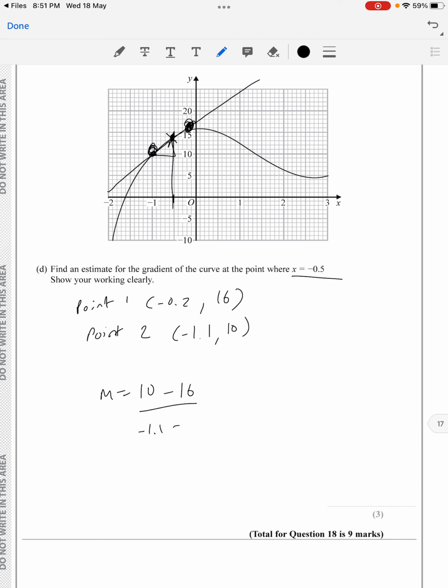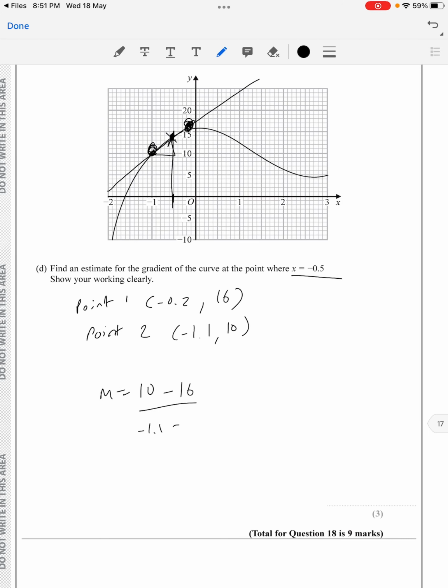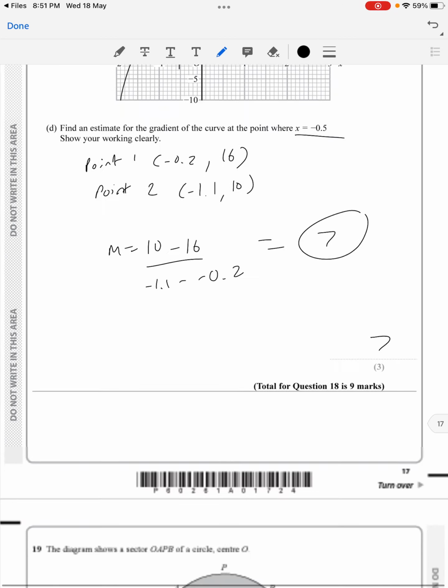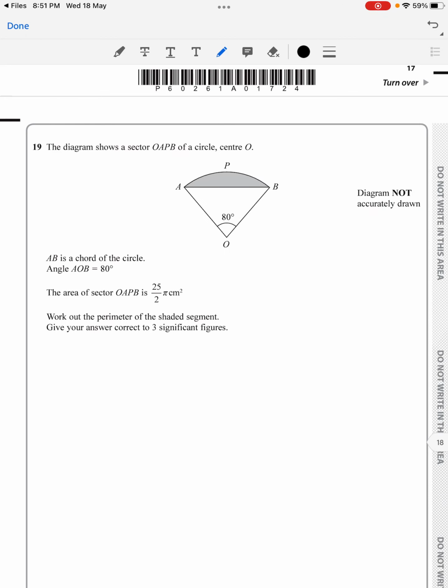minus 2.5. Now for this question, you have to draw the tangent at minus 0.5, but you can take any 2 points that you like on the tangent line, okay? That should form a triangle. You can take any point, so the answers could vary, and you should be getting approximately a value of 7. So 7 should be your answer there for 3 marks.